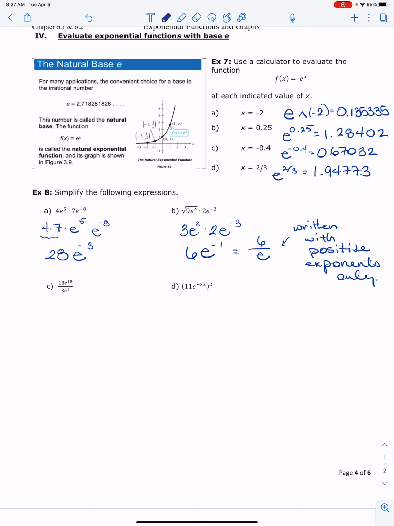Okay. See, I've got the 18 over 3 part, that's 6. E to the 10 over e to the 5. Remember, when we are dividing, we subtract the exponents. I get 6e to the 5th. And D, important here to remember that this 2 applies to both the 11 and the e. I get 121. E, when we raise a power to a power, we multiply.